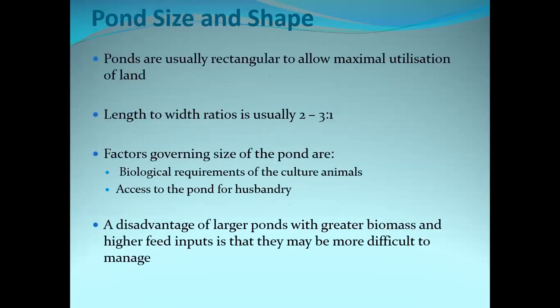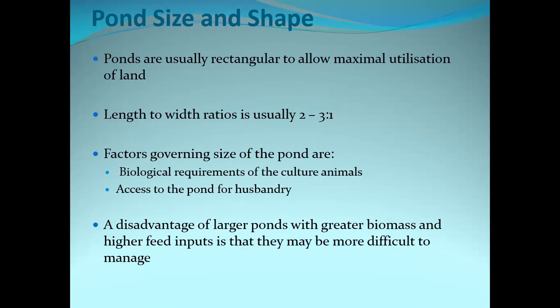So, pond size and shape. Ponds are usually rectangular to allow for maximum utilization of land, right? So the length to width ratio is usually 2 to 3 to 1. When we say length to width, there's a certain length you would have, and based on that length, you would have a recommended width that the pond should be. So that's what we talk about as the length to width ratio.